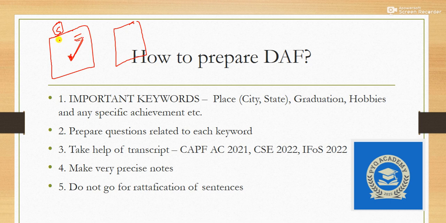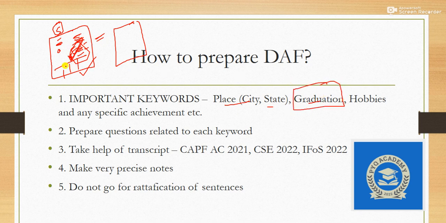So in the summary sheet, whatever is written, your name, your roll number, your place, your birthplace, your district, your state, then your educational qualification, and in between your hobbies, interests, your achievements, everything you have written, underline each and every word and prepare everything. They can ask anything from that. So this is with respect to the DAF. I have given you just examples like city, state. Yes, one of the very important things is the graduation subject.